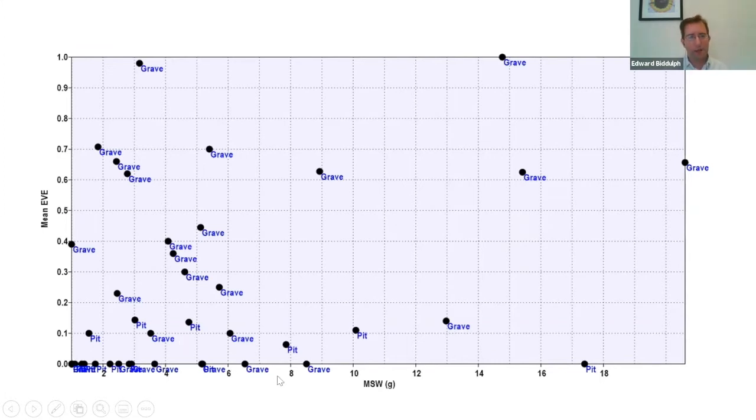So that's quite useful. We've got mean sherd weight on the x-axis and mean Eve on the y-axis, and that's a very nice visual way of representing both measures to get a fuller picture of the condition of that pottery.